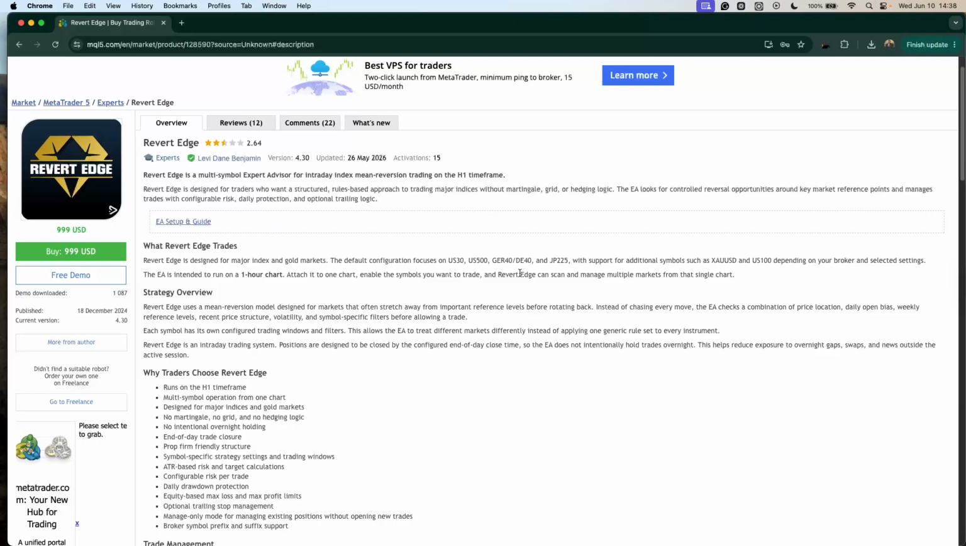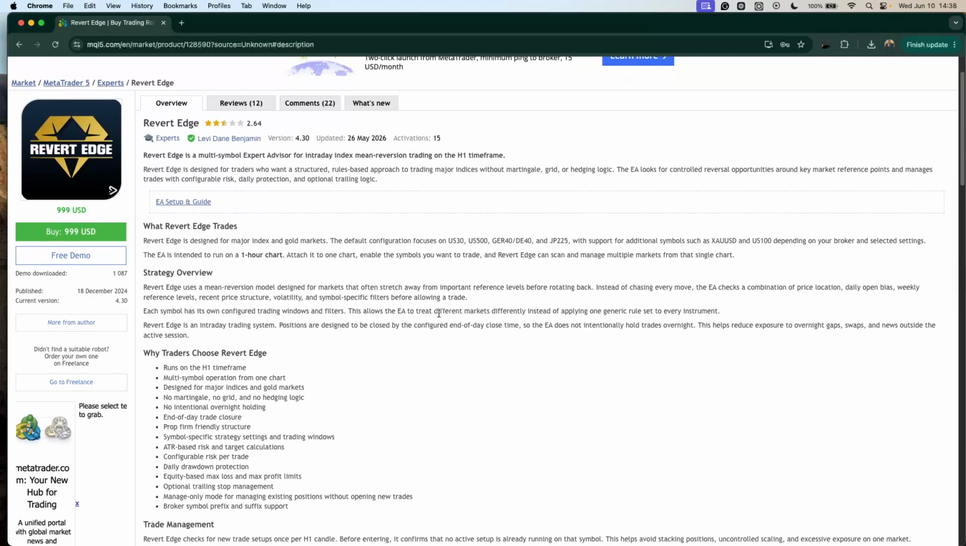It looks for situations where price stretches away from important reference points, daily open, weekly levels, and recent structure volatility. Then it targets controlled reversals, often after liquidity sweeps. And it uses a combination of price location filters, and also symbol specific settings before entering.